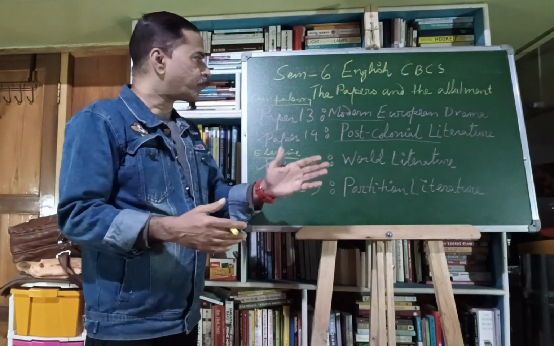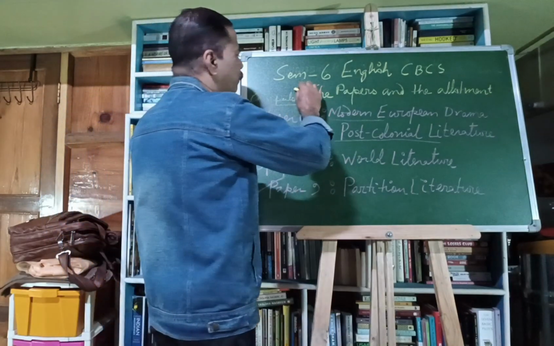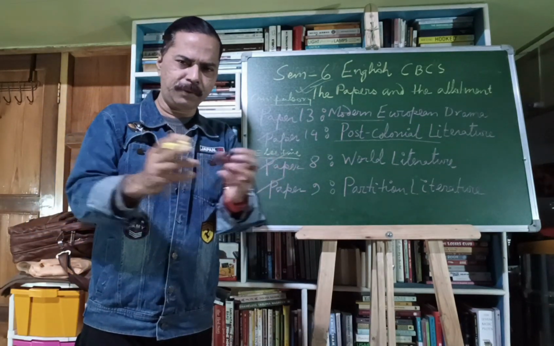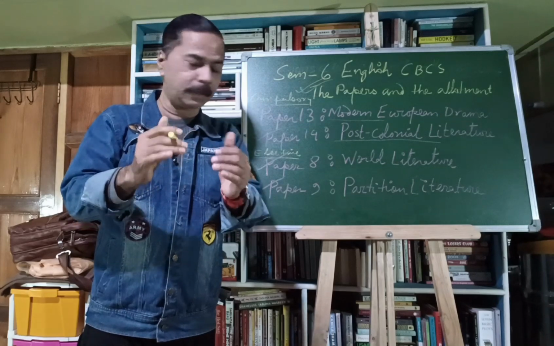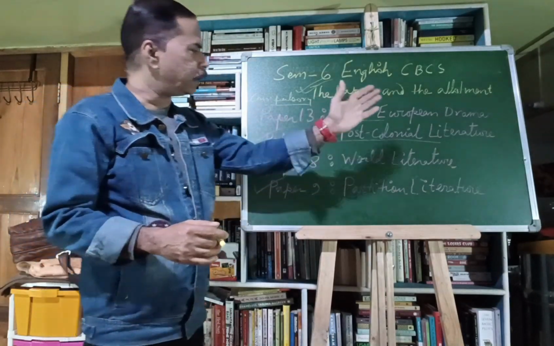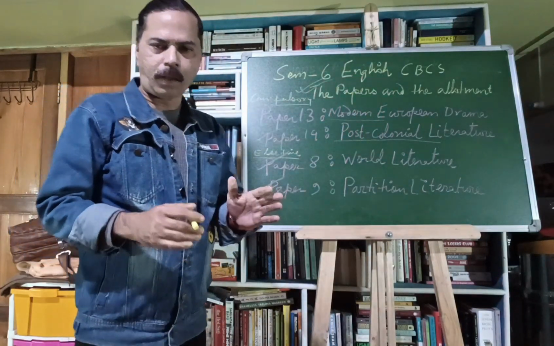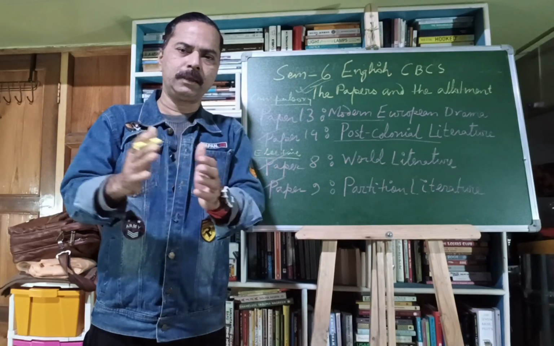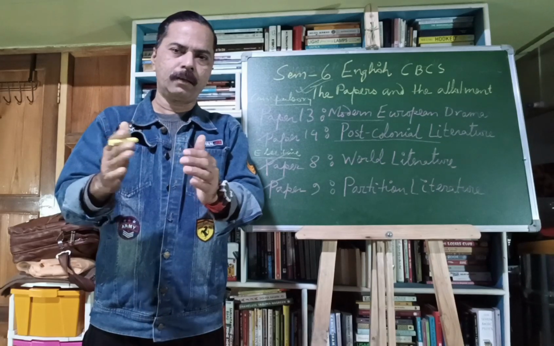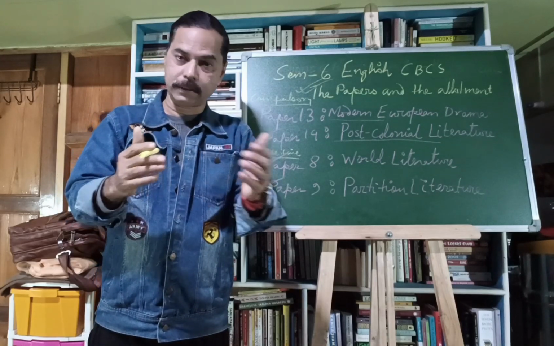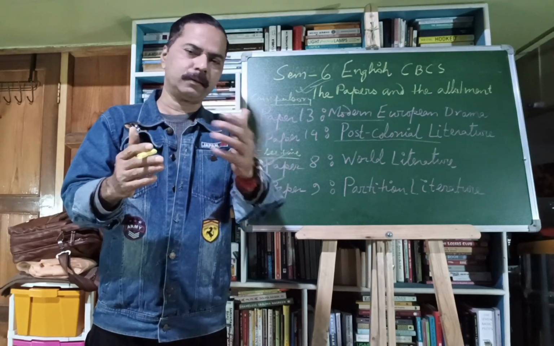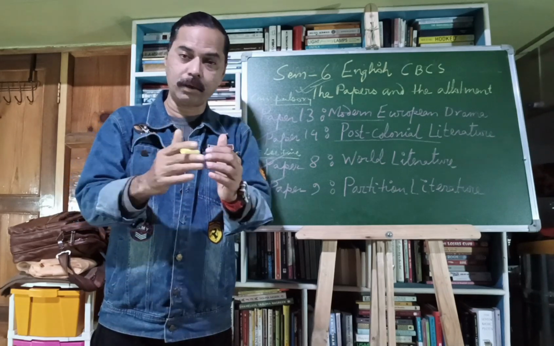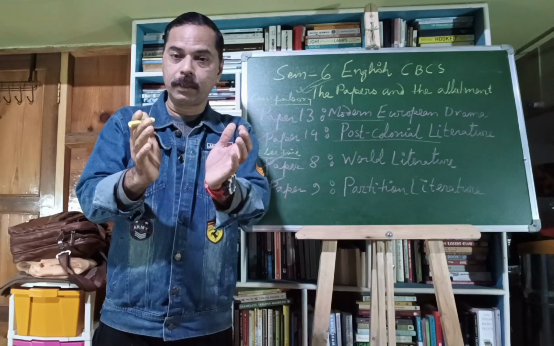Now coming to the papers, I have called this class the papers and the allotments. We are going to know the names of the papers, and briefly about the papers, and also the text I am going to do under each head. First of all, paper 13, titled Modern European Drama. Modern European drama starts in the late 19th century and continues up to the middle of the 20th century. Modernism in drama starts with realism, thanks to Ibsen. Then others like Bernard Shaw, then naturalism, Chekhov and others, symbolism, expressionism, epic theatre, etc. All this will come under the modern period of European drama.